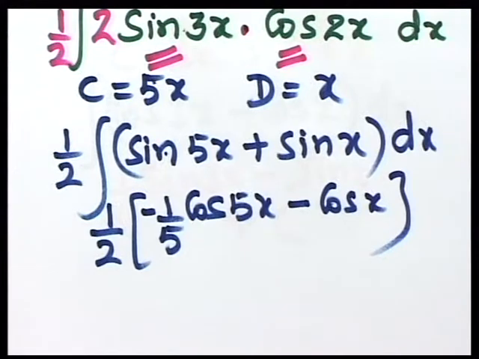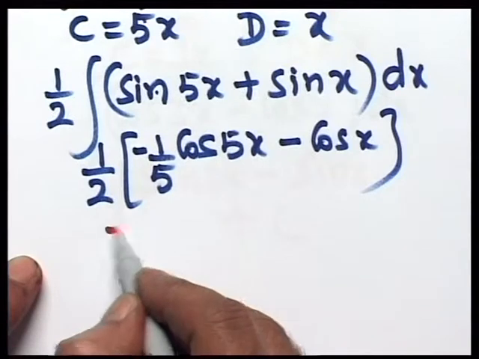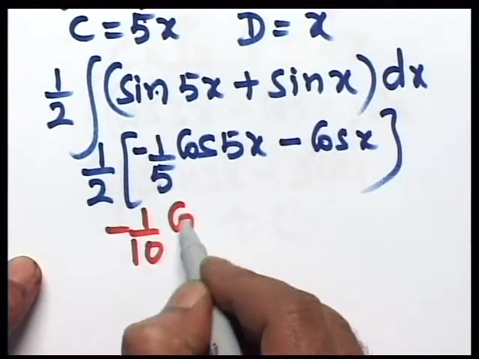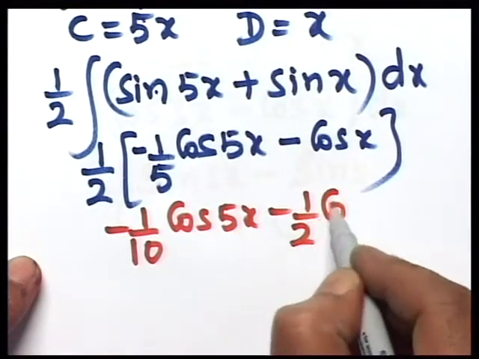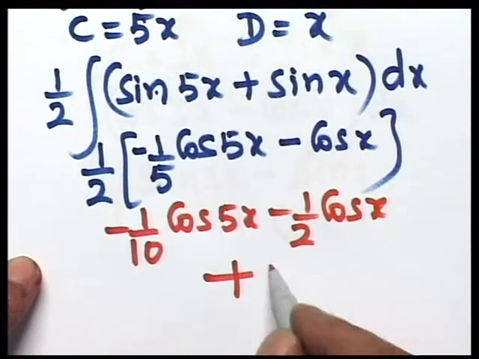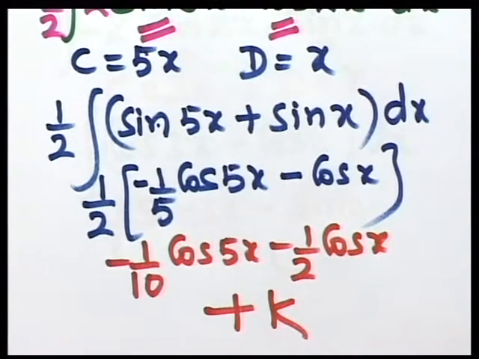We multiply the bracket with a half to write the last step. That's a minus a tenth cos 5x. Then half, so it's a minus a half cos x. Then finally plus k or plus c. All right, they are indefinite integrals. Be very careful. Right, so we completed the trigonometric standard functions, how to use them up to now. We did 16 sums. The last 4, just be careful, right?